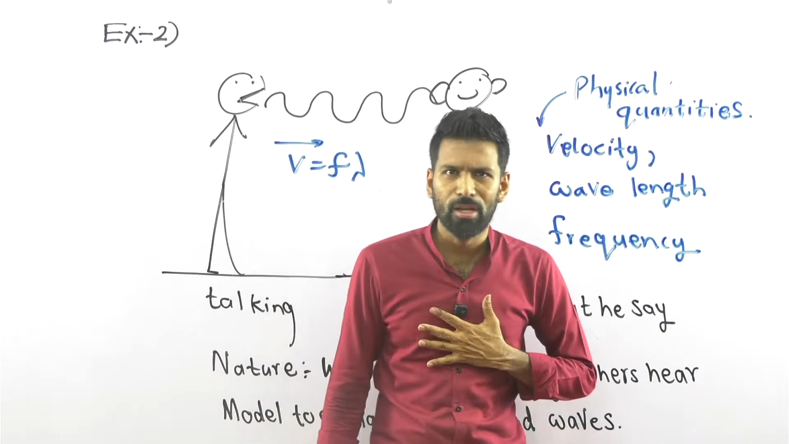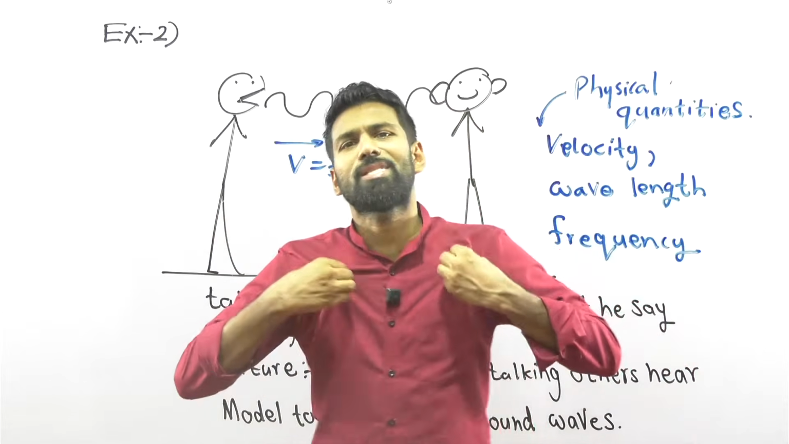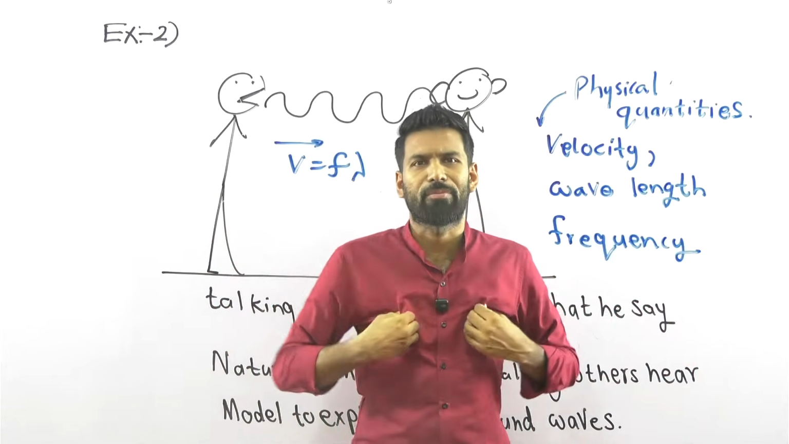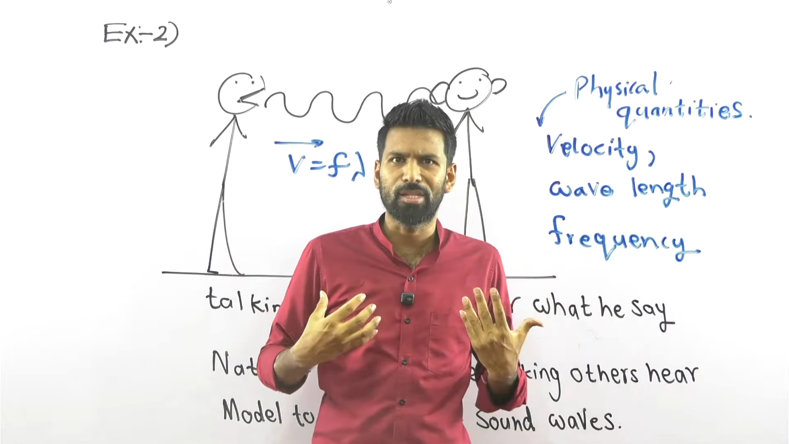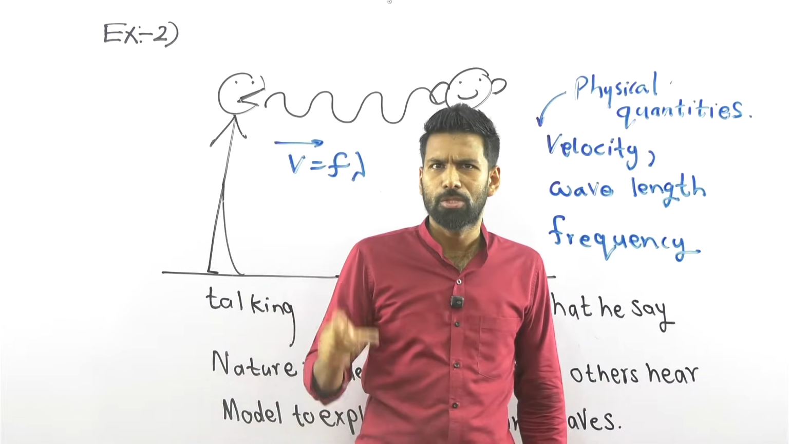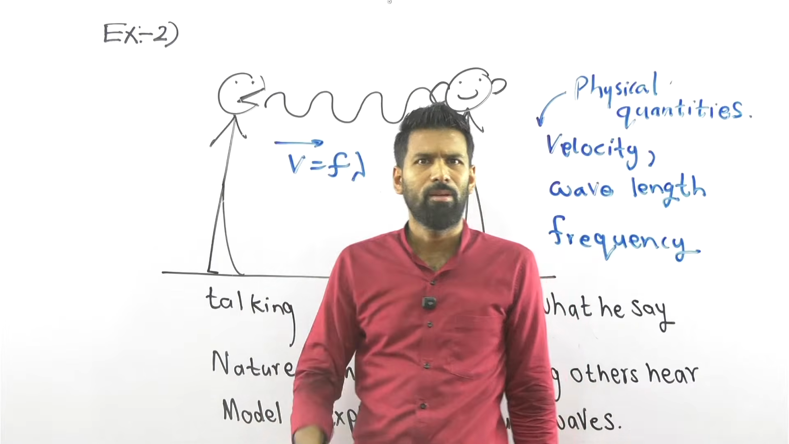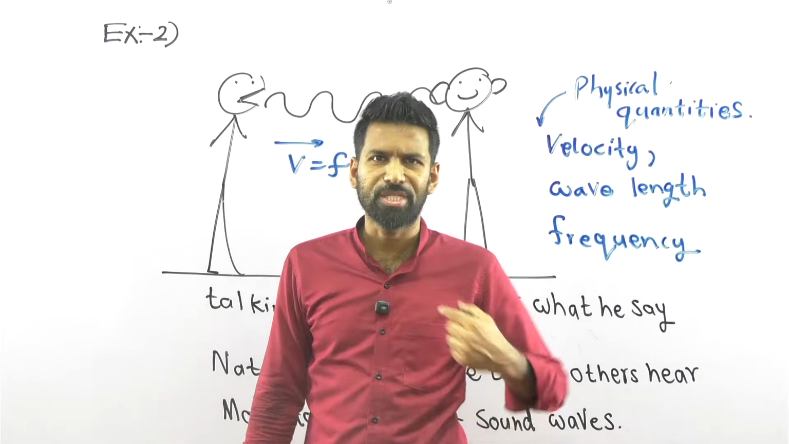In nature, the red color is there. Red color is here, I'm wearing. In nature, red color is a very good thing. Red color is a property of the nature. So, is this red color a physical quantity? Think.